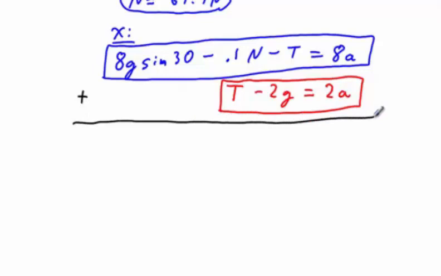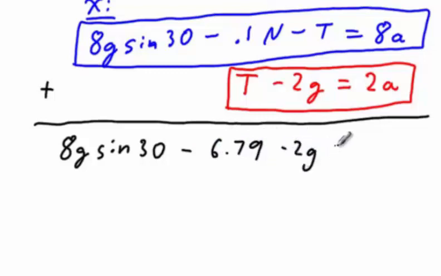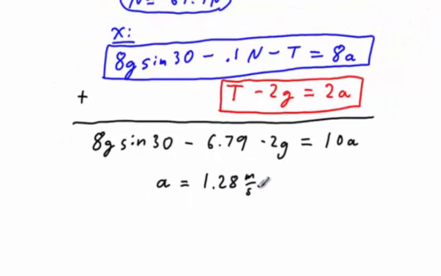We simply sum the equations themselves, causing the tensions to cancel, yielding 8g sine 30 minus 0.1 times the normal force, that's going to be 6.79, minus 2g, equals 8 plus 2 is 10 times the acceleration. So that the acceleration is equal to 1.28 meters per second squared.